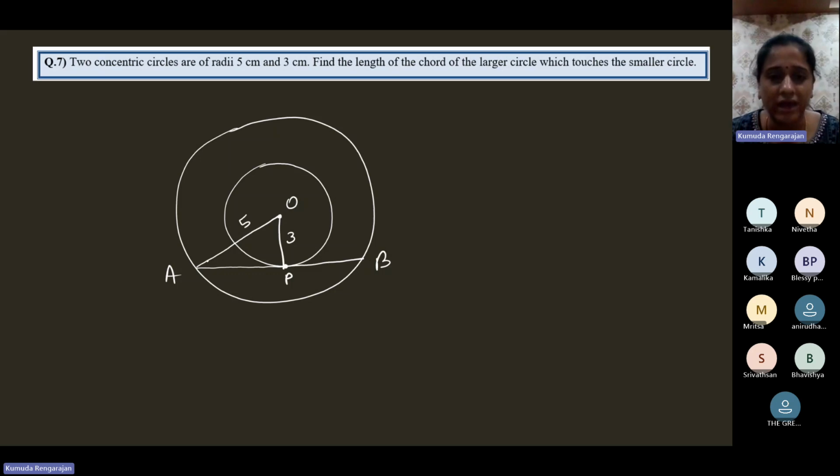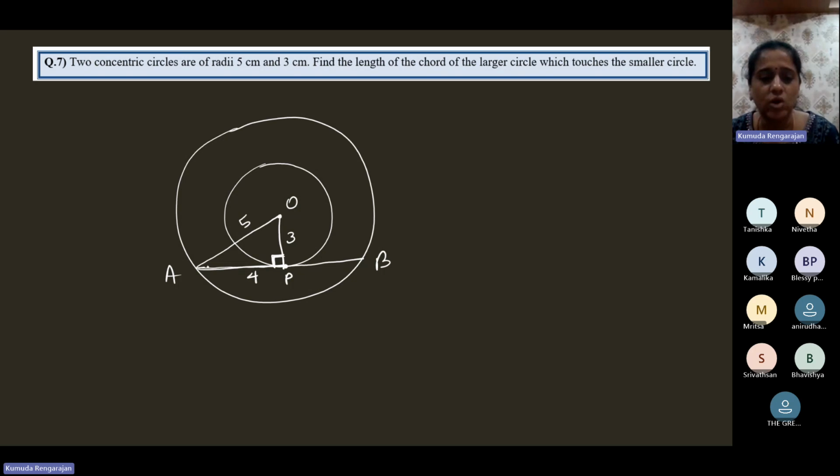When you join OA, A is a point on the outer circle. OA is the radius of the outer circle. P is a point on the inner circle. So when you join O to P, that represents the radius of the inner circle, 5 and 3. And we know this is 90 degrees because AB is a tangent to the smaller circle at P. So radius perpendicular to tangent. So this one is a right triangle. So by Pythagoras theorem, you get AP is 4.